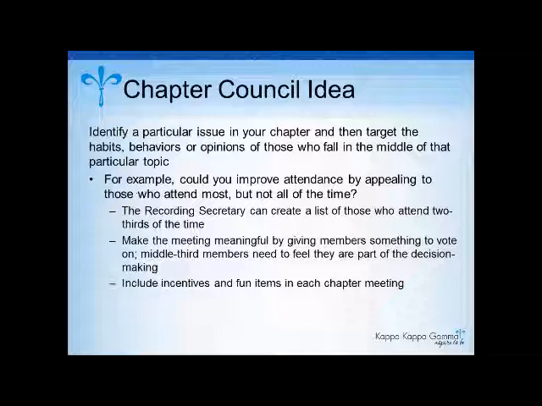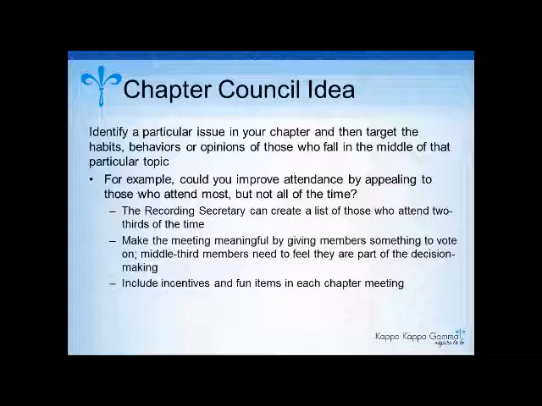All right, so from a chapter council idea: identifying a particular issue in your chapter and then targeting the habits, behaviors, or opinions of those who fall in the middle of that topic. As an example, could you improve attendance by appealing to those who attend most, but not all of the time? So how would we handle that, right?